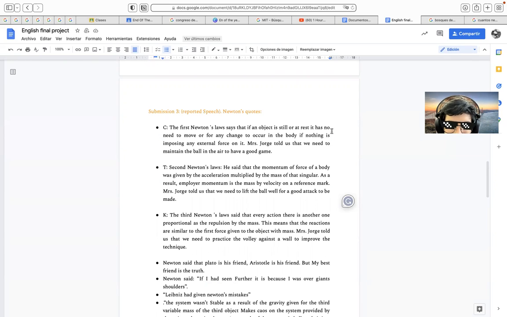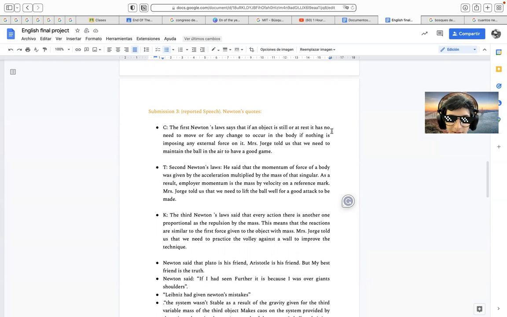The second Newton law says that the force on a body is given by acceleration multiplied by the mass of that body. As a result, angular momentum is the mass by velocity on the reference mark. Mr. George told us that we need to lift the ball well for a good attack to be made. In this sentence, we have a more explicit way to develop the first speech, because in this one we have another type of conception: the passive voice.